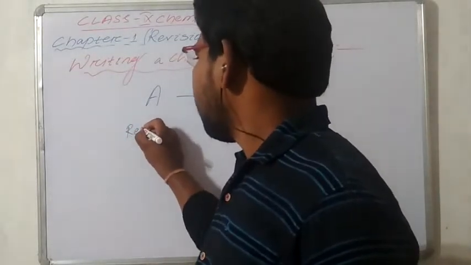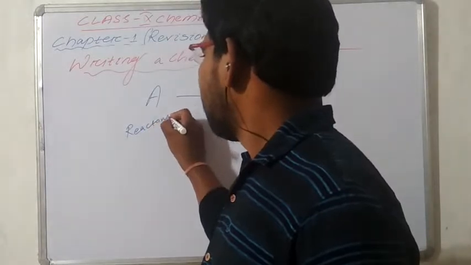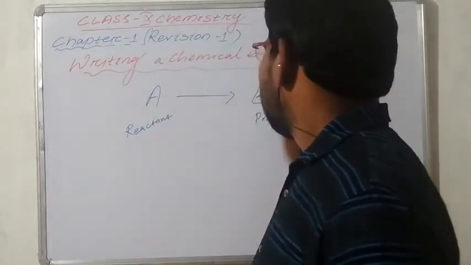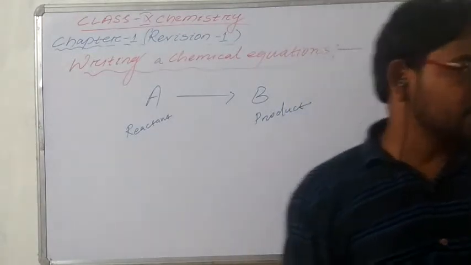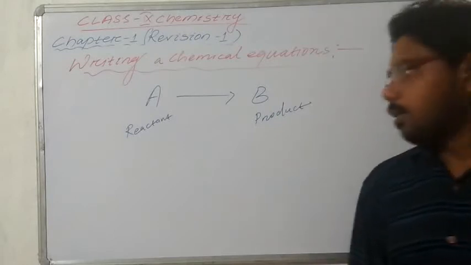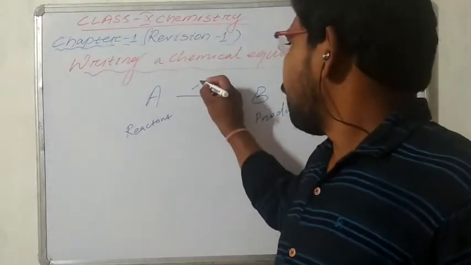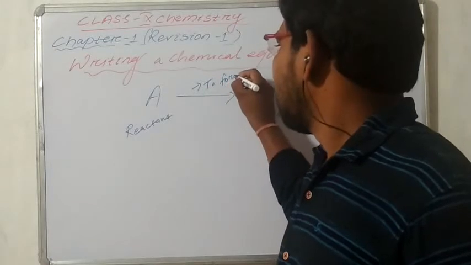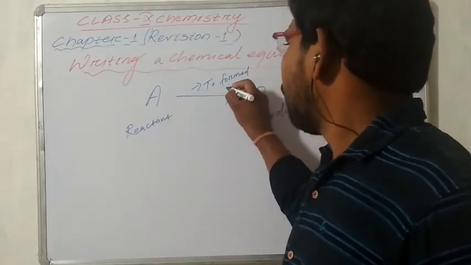This is the reactant and this is the product. A chemical reaction consists of two sides, one is the reactants and the other is the products, and in between, an arrow is used. This arrow means to form or to yield.